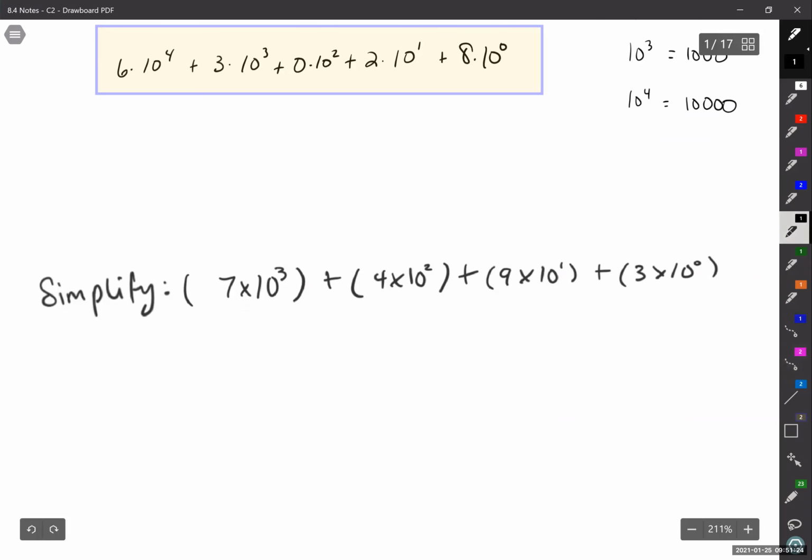So we can just write that out. I've got 3 times 1 plus 9 times 10 plus 4 times 100 plus 7 times 1,000. So that's 7,000 plus 400 plus 90 plus 3, adding that up either mentally or on my calculator, and y'all get 7,493.